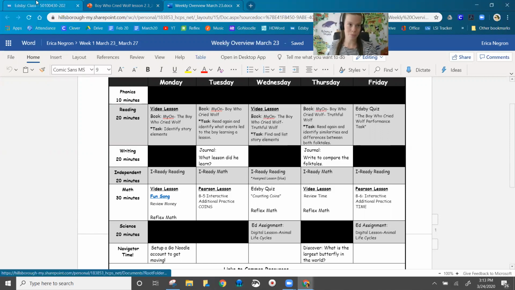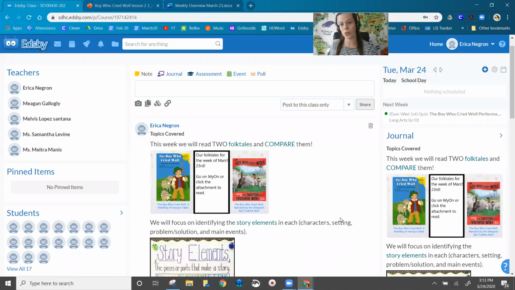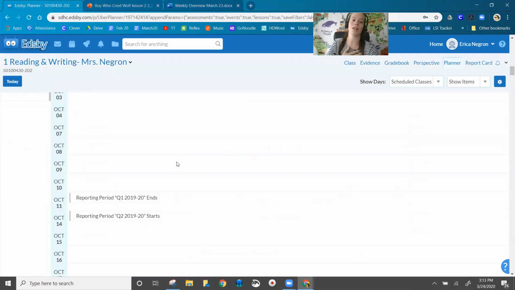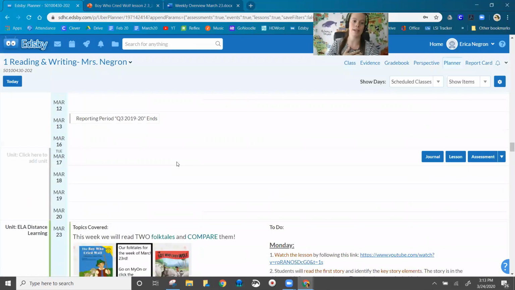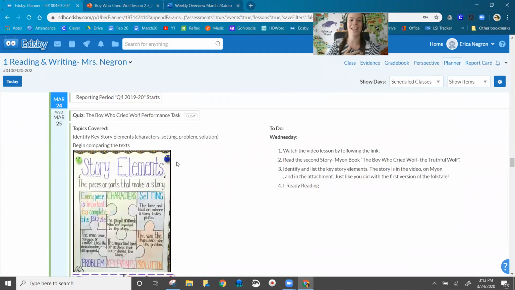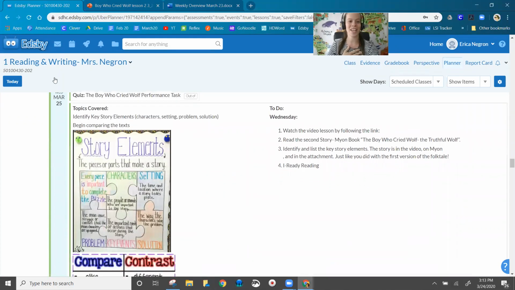So when you go into EDSBY, here we are, in your journal, it'll come up. It's not there yet for me because I'm doing this the day before. Yay! So you'll see this right here. You're going to identify the story elements in this text as well. Go ahead and do it on paper, just like you did for the last one.